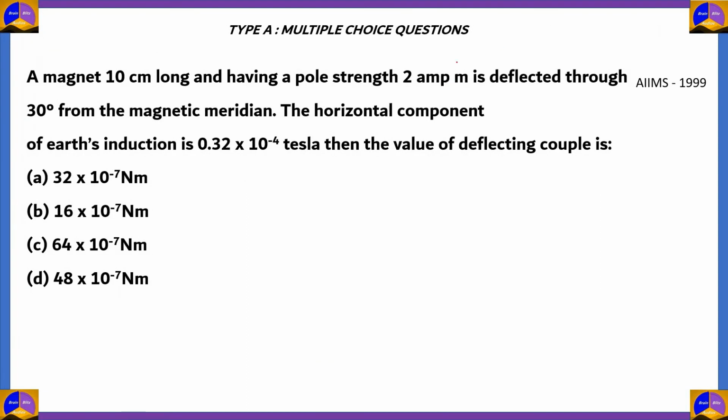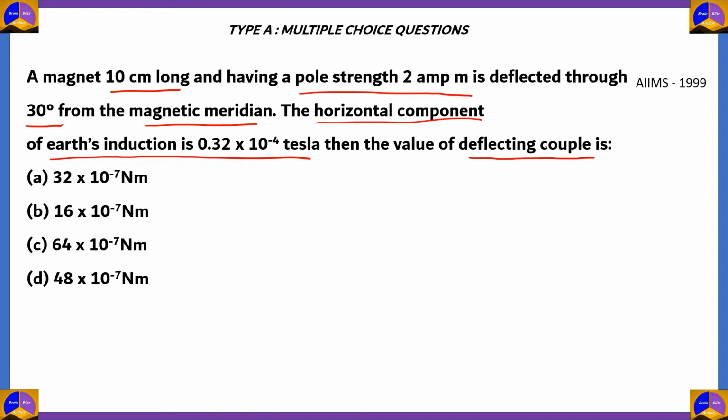Let's look at our final question. We have a magnet 10 centimeters long, and it has a pole strength of 2 ampere meters. And this is deflected through an angle 30 degrees from the magnetic meridian. The horizontal component of the Earth's induction is 0.32 into 10 raised to minus 4 Tesla. We need to find the value of deflecting couple.